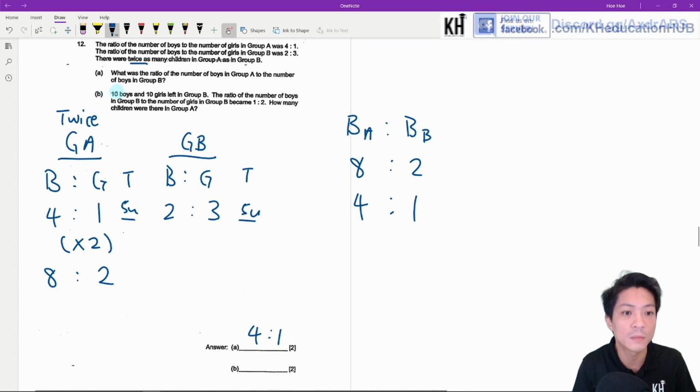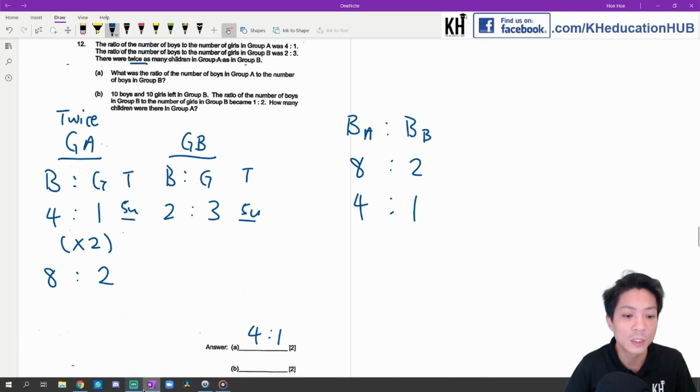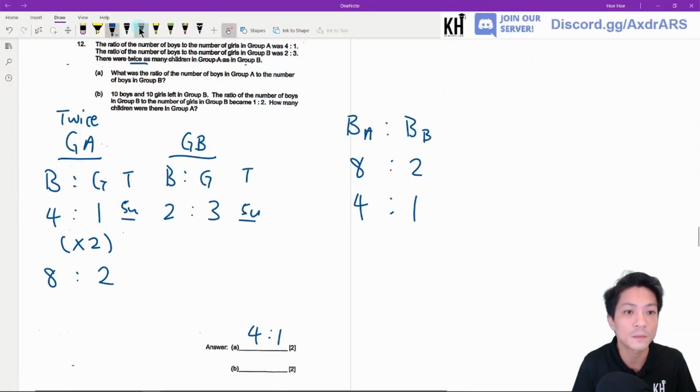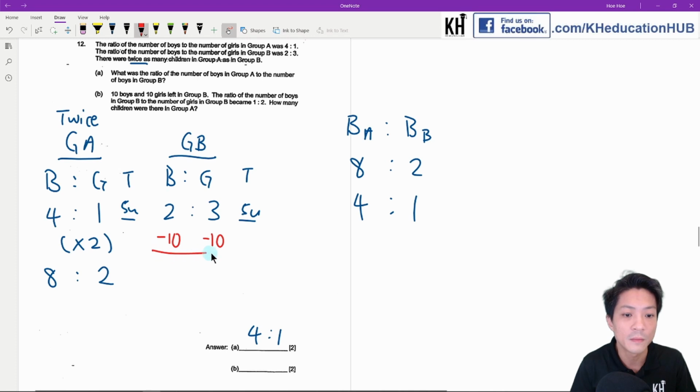Part B, 10 boys and 10 girls left group B. The ratio of the number of boys in group B to the number of girls in group B became 1:2. How many children were there in group A? So we just do this. 10 boys and 10 girls left group B. In the end, the ratio of the number of boys in B to the girls is 1:2.